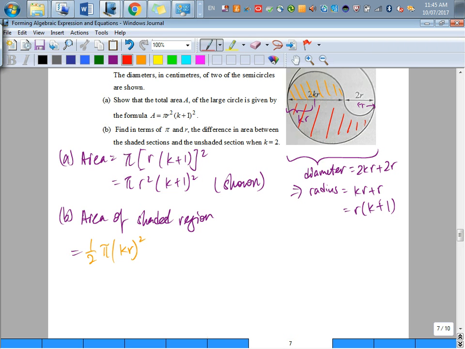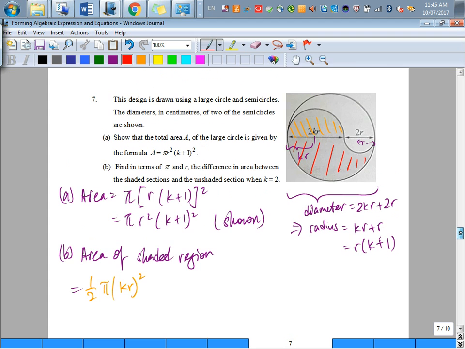the red one. How do we find the area of the red one? Half times pi r square for the big circle. So area of the big circle is r square k plus 1 square. Then we need to minus the area of the small semicircle. Minus half pi r square. This is the area of the shaded region.